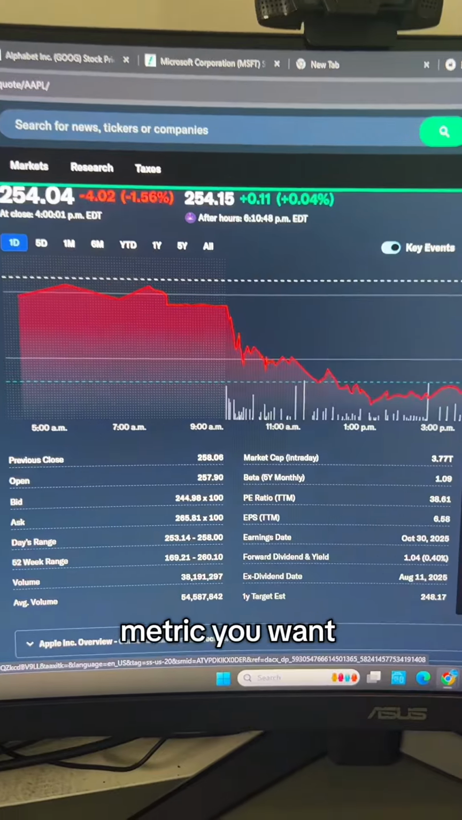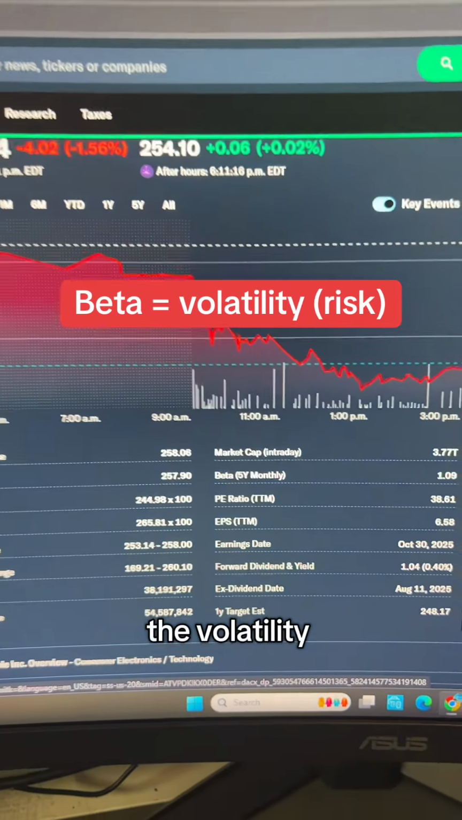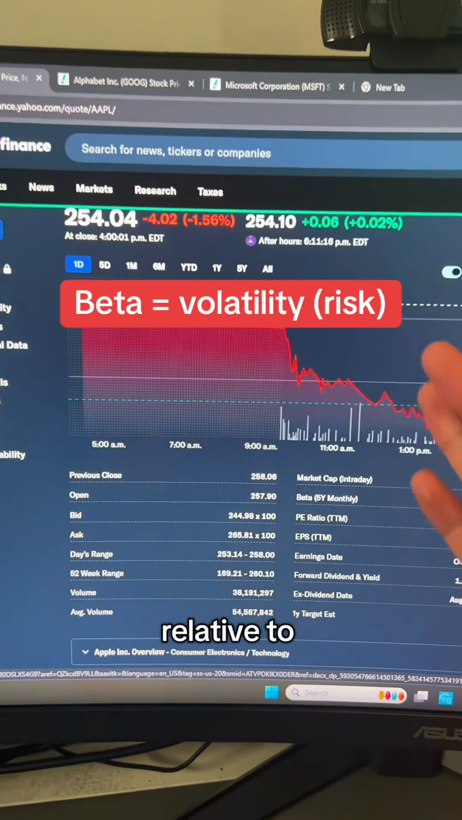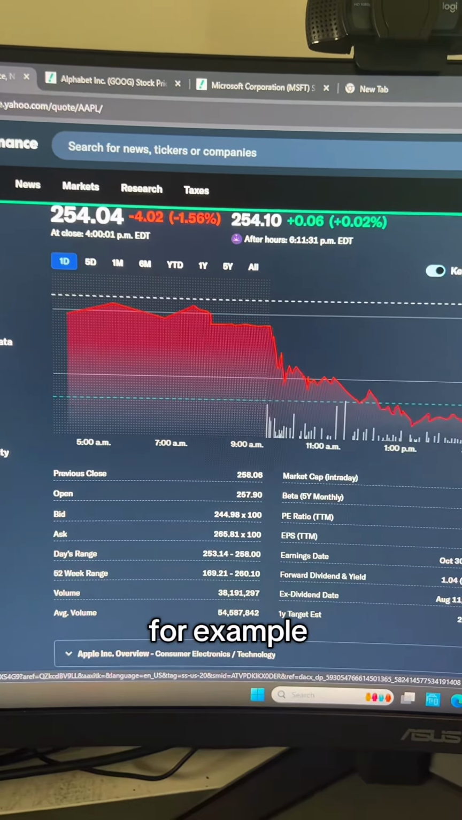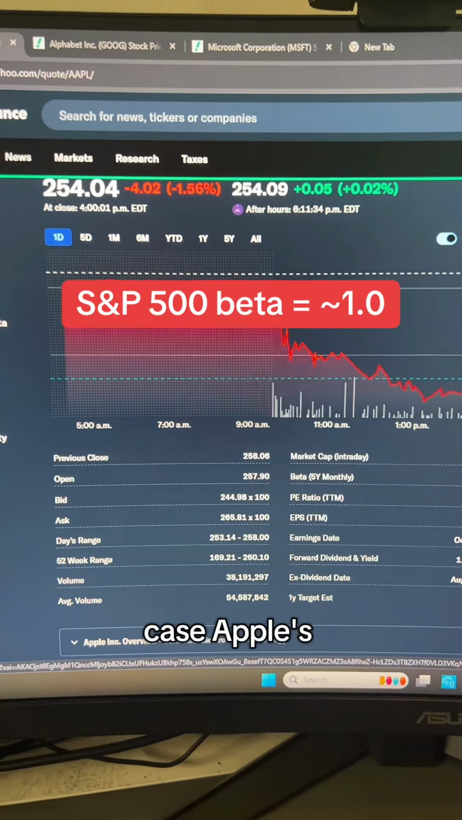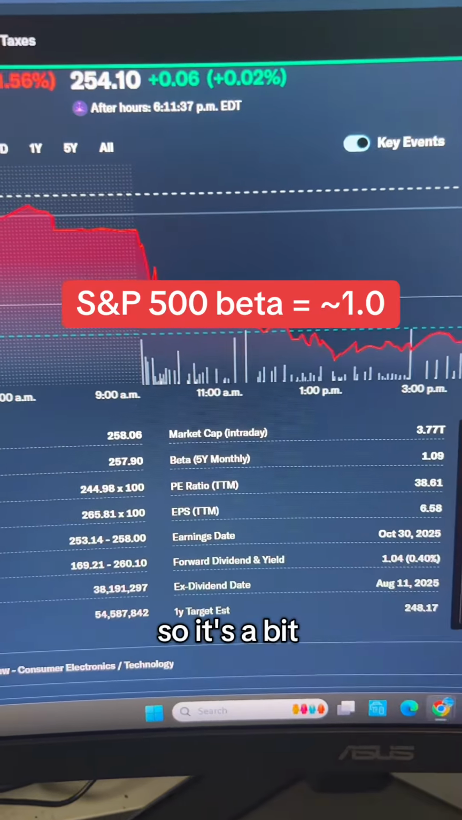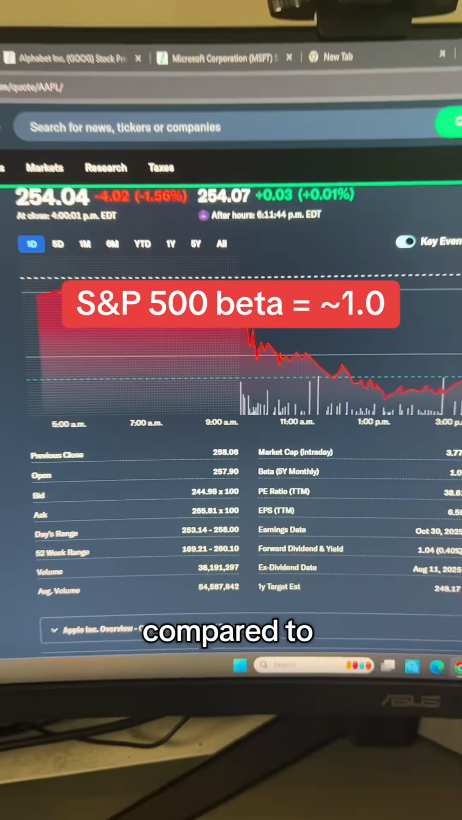Another financial metric you want to look at is the beta, which determines the volatility of the stock price relative to the entire stock market. For example, the S&P 500's beta is around 1, and in this case, Apple's beta is 1.09, so it's a bit higher volatility compared to the stock market.